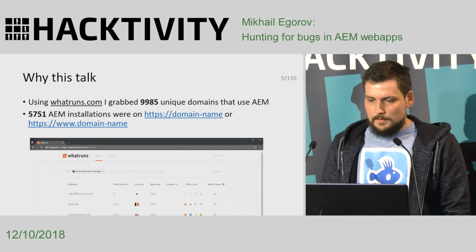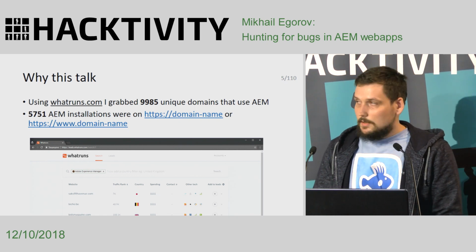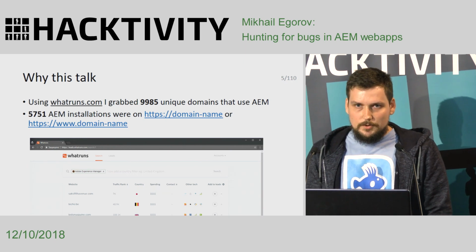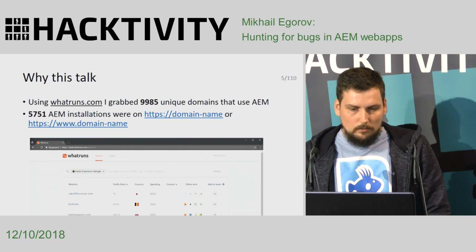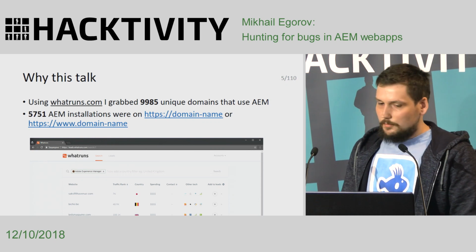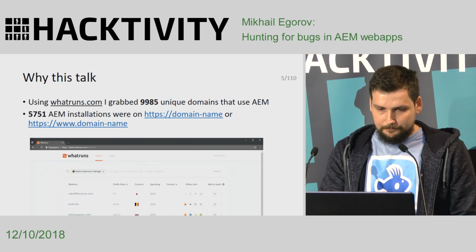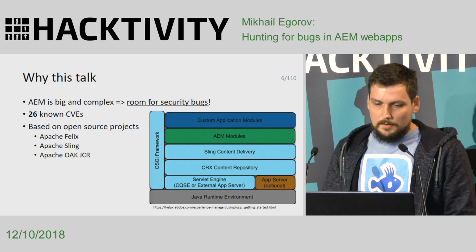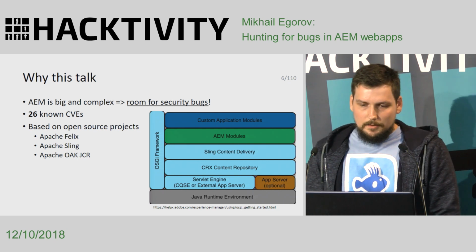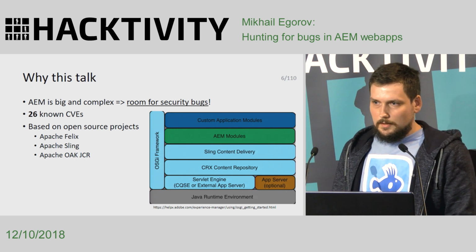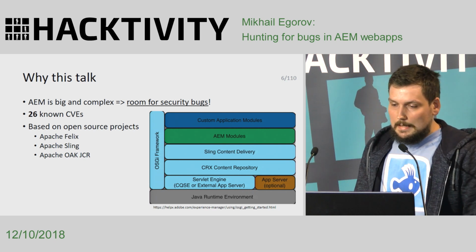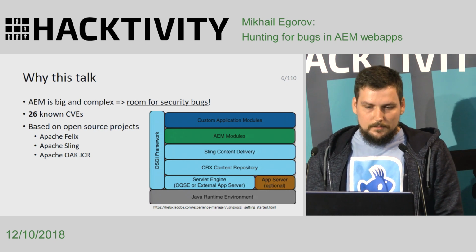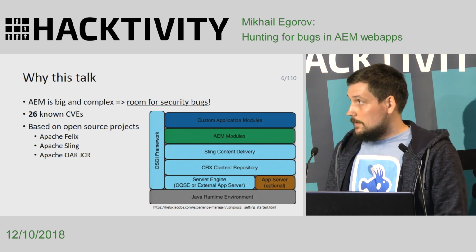For about 6,000 domains, the main site was running Adobe Experience Manager on the URL HTTPS domain name or HTTPS www domain name. You can see here that AEM is quite complex. It has many layers in the architecture, and the attack surface is quite big. There are 26 known CVEs.